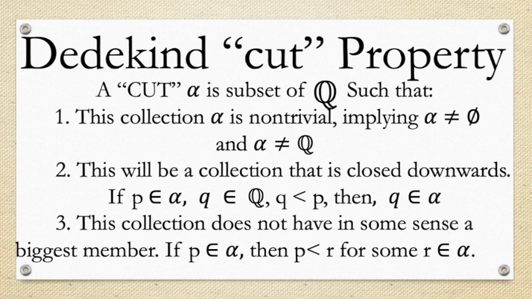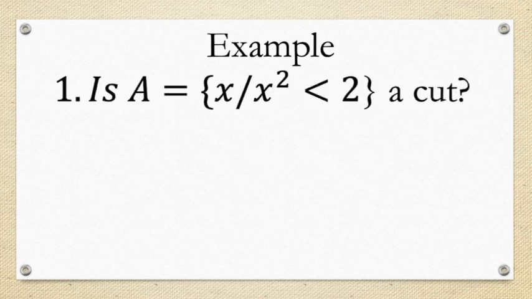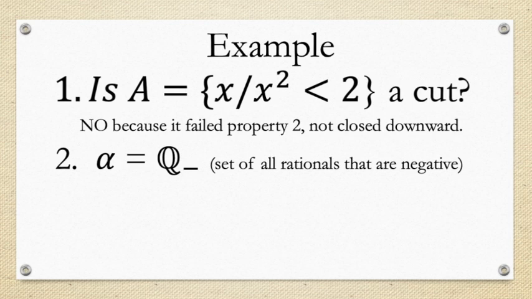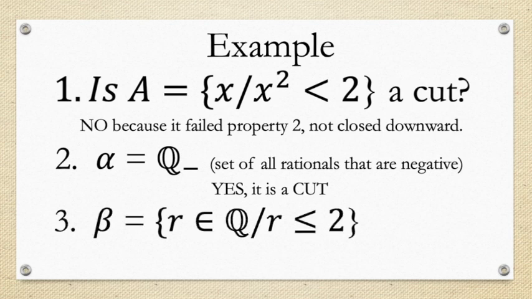Let's have examples on determining whether a set is a cut or not. First, is set A a cut? What do you think? You are correct. No, because it failed property number 2. It is not closed downward. How about alpha, which is a set of rationals that are negative? You are correct. It is a cut. It satisfies all properties.